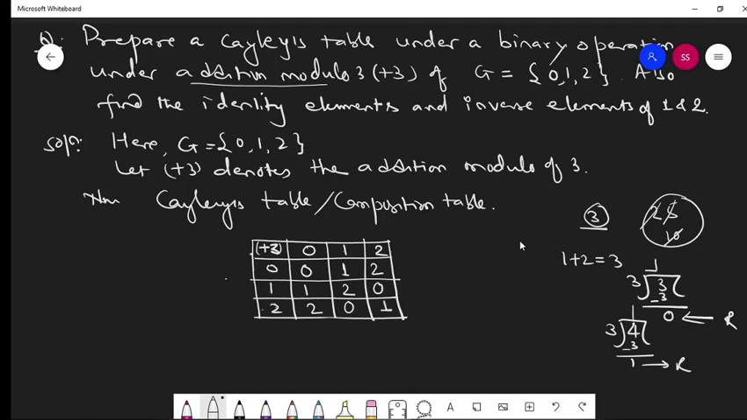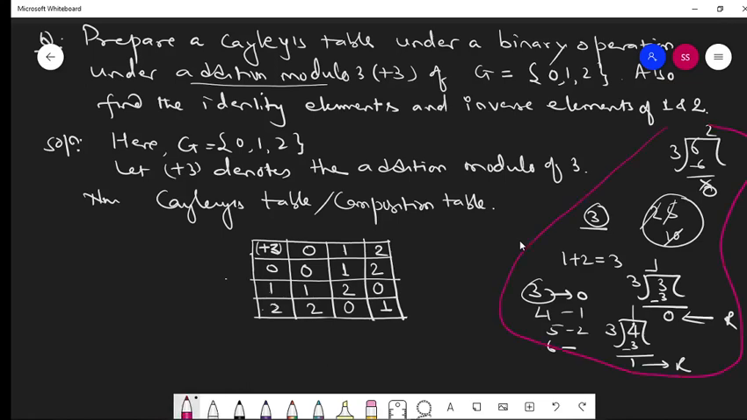In a general sense, 3 is 0, 4 is 1, 5 is 2, and 6 is 0, with no remainder. Multiples of 3 are 0. In other cases you can write the remainder. In this way we can make this table. It is called Cayley's table.